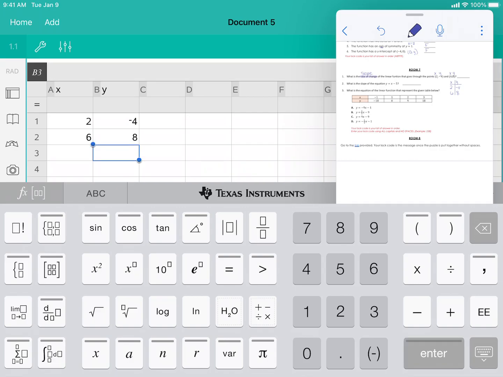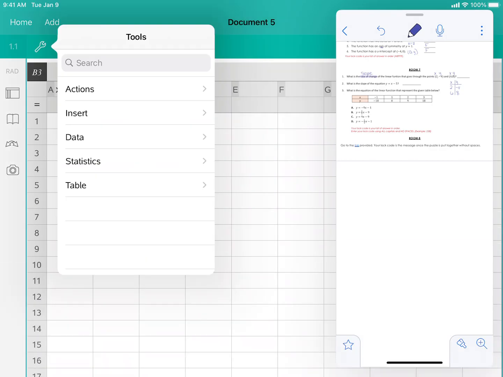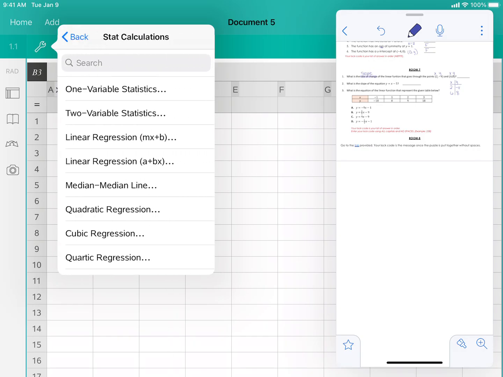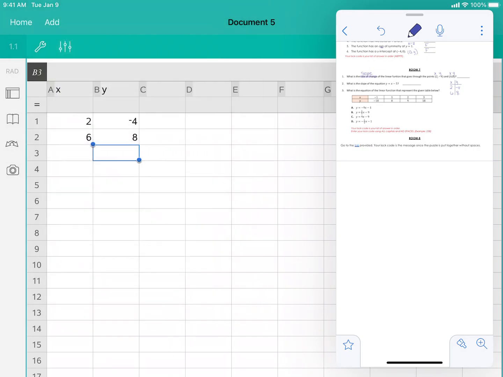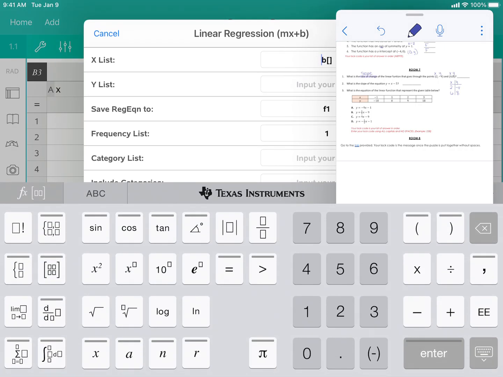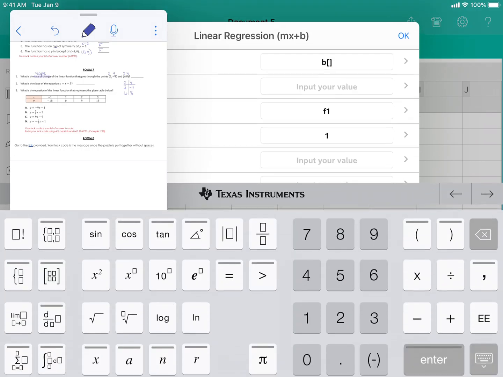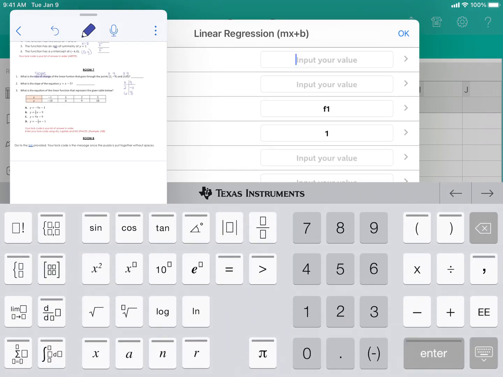Okay, so now I go to menu, statistics, which is the 4th one down. I go to number 1, stat calculations, and then number 3, linear regression mx plus b. So remember, for x list, I'm going to type in x. I got to scoot that over. Okay, so x list, I'm typing in x. Y list, I'm typing in y.